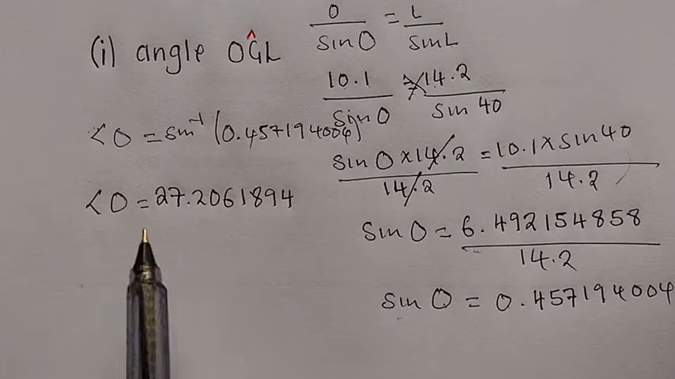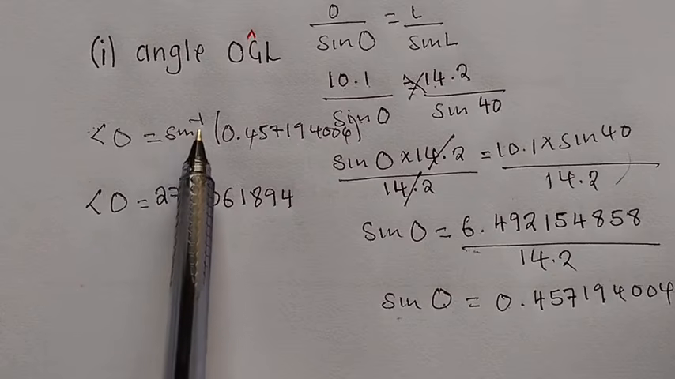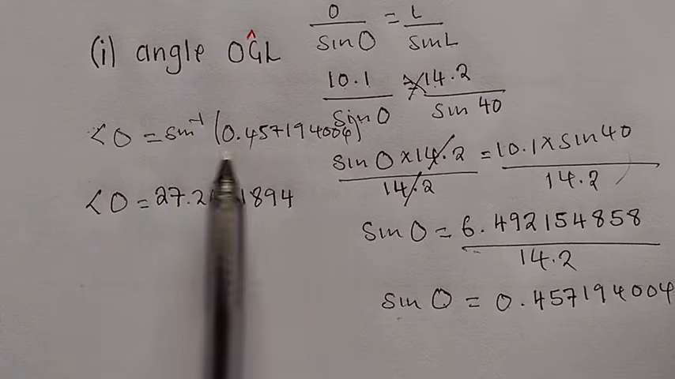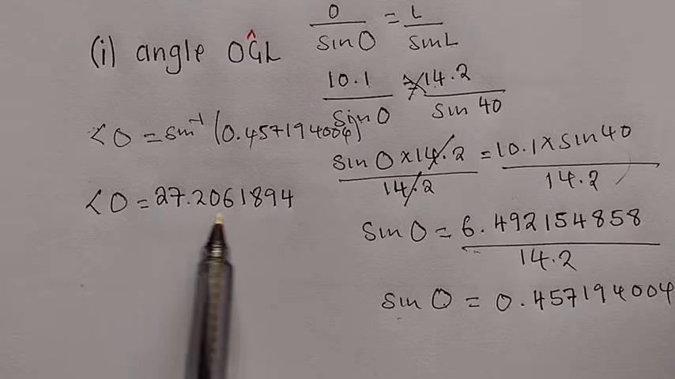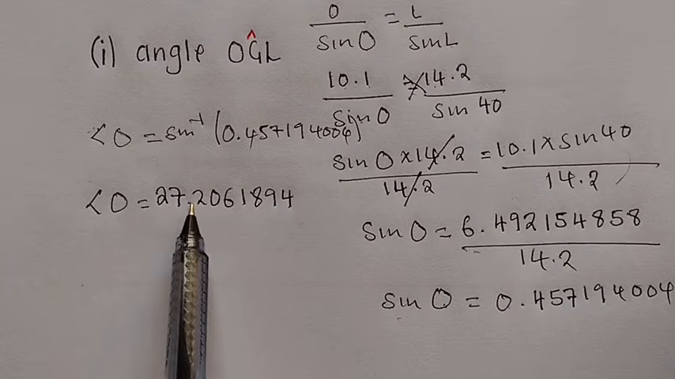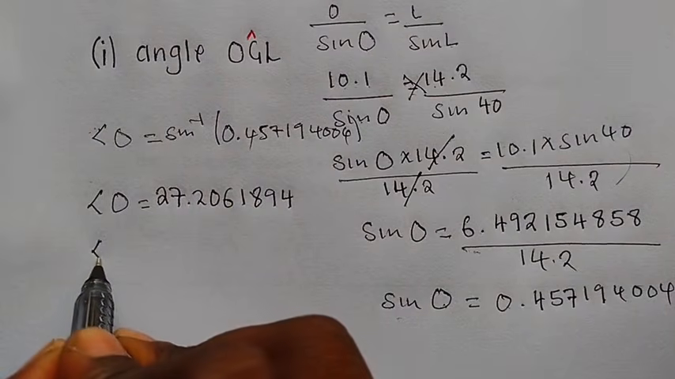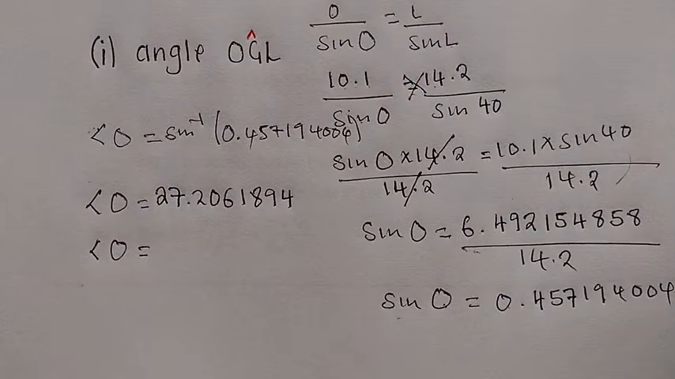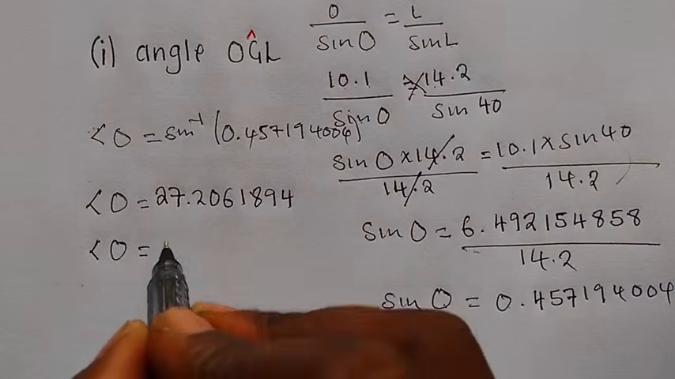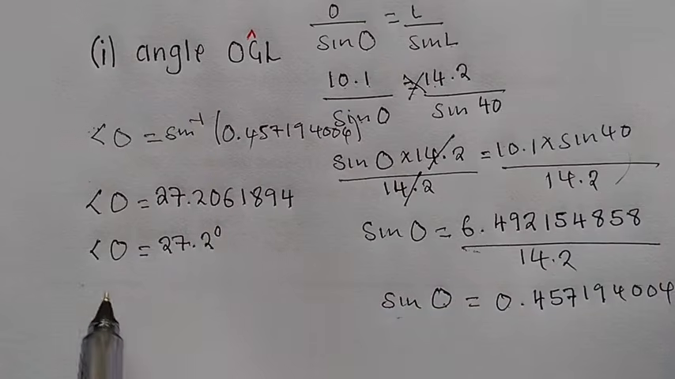On your calculator now, you press shift sine, which is sine inverse. It will give you something like this, and you put this in brackets, 0.457194004. It will give you this. So angle O is equal to 27.20611894. Our final answer will just say angle O equal to, since the degree of accuracy is not specified, we should leave our answer correct to one decimal place. So it's 27.2 degrees. This is the value of an angle.